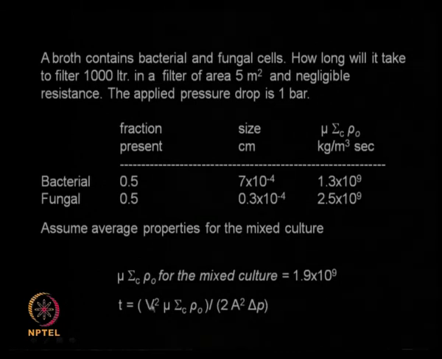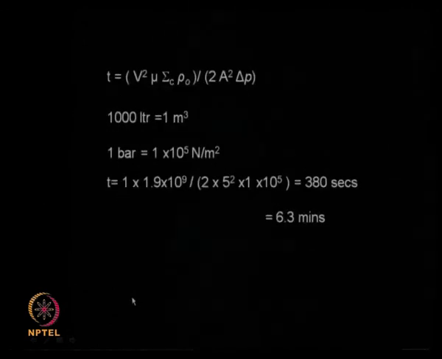We know the amount of slurry that needs to be filtered, okay. Then we take an average of this and use it here. We know the area of the filtration setup, we know the delta P, that is 1 bar. So all you need to do is introduce all those terms here and calculate T. So it is very simple, straightforward. So you get 6.3 minutes. So it takes 6.3 minutes to filter a mixture of bacterial and fungal of equal proportions, but they have different resistivity.